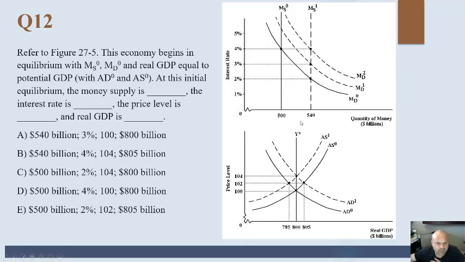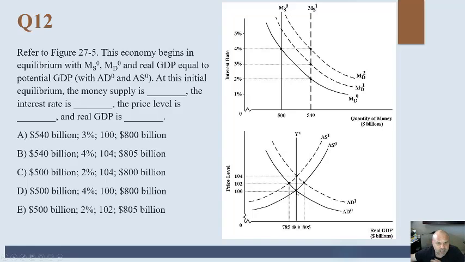Okay, so here we have another scary diagram, but it's not so bad. So we have the economy beginning in equilibrium with MS0 and MD0 and real GDP equal to potential GDP. Okay, and that's where AD0 and AS0 are. So our starting point then here is MS0 and MD0. Okay, so when we're at the interest rate of 4% in the money market, that will correspond to us producing 800 real GDP and being at the intersection of AD0 and AS0. So this intersection point here.